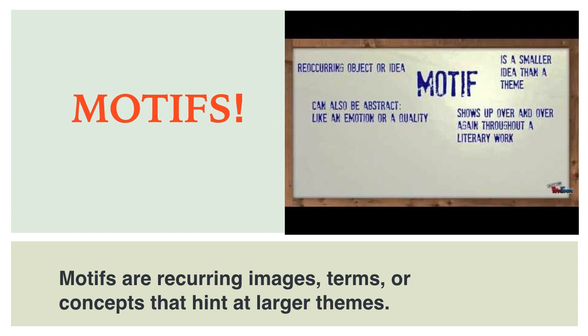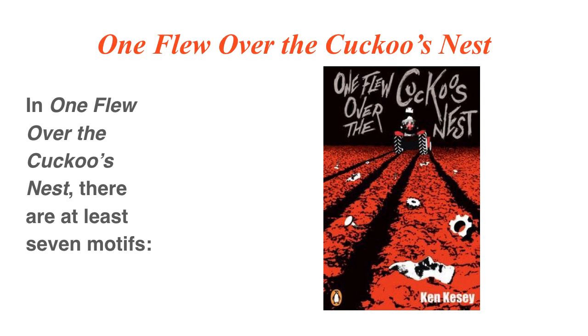As we have been reading One Flew Over the Cuckoo's Nest, you have hopefully been annotating the things that you think are important. Maybe you've noticed some patterns in the book, images or concepts that show up again and again. These are called motifs. Motifs aren't really themes, but they lead the reader to larger themes. In One Flew Over the Cuckoo's Nest, there are at least 7 motifs. Here they are.